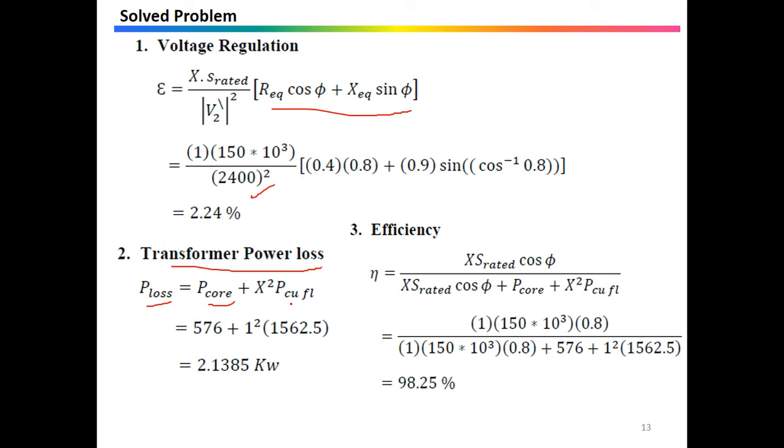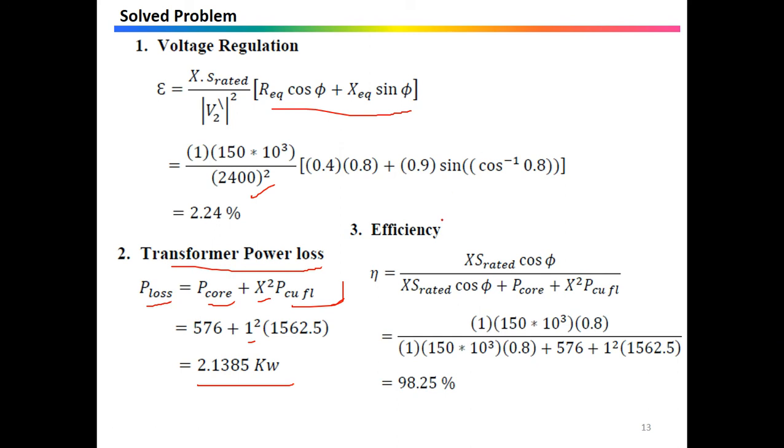Similarly, if we are interested in calculating the transformer power loss, the power loss will be the core loss plus the copper losses. Since there is no effect of the load on the core loss, nothing will change. However, for the copper losses, there will be an effect of load. So taking this X, and this is at the rated load, the value of X is taken as 1. On calculating this, it gives us 2.1385 kilowatt. That is the total loss.